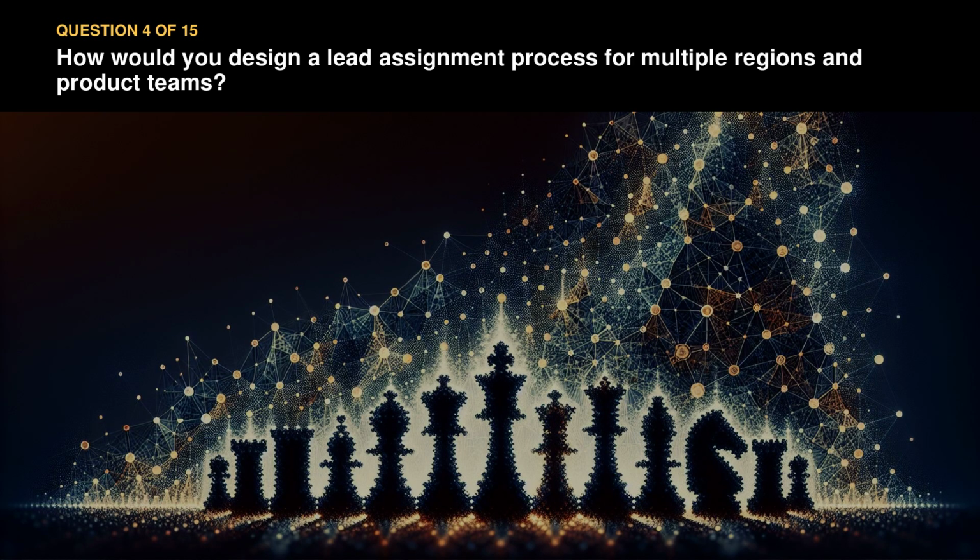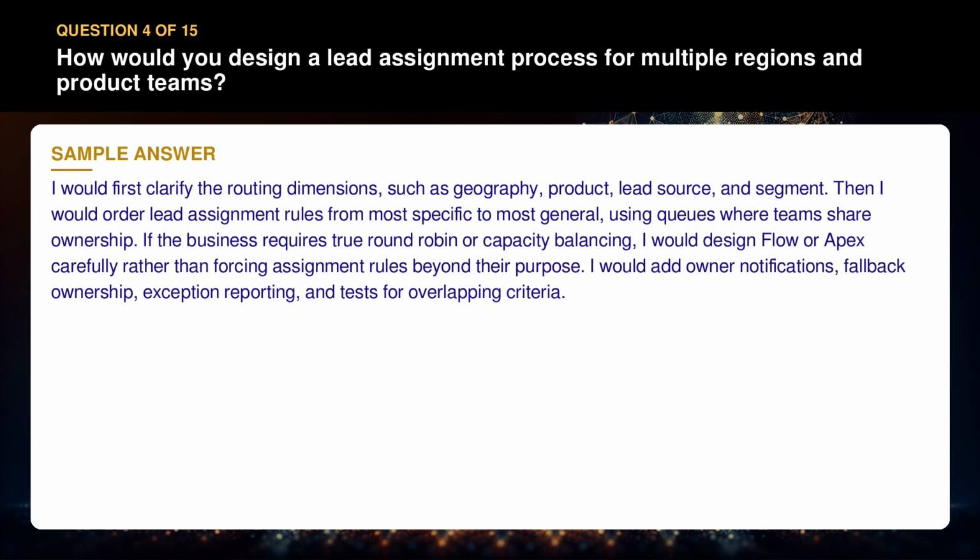Question 4. How would you design a lead assignment process for multiple regions and product teams? I would first clarify the routing dimensions, such as geography, product, lead source, and segment. Then I would order lead assignment rules from most specific to most general, using queues where teams share ownership. If the business requires true round-robin or capacity balancing, I would design flow or Apex carefully rather than forcing assignment rules beyond their purpose. I would add owner notifications, fallback ownership, exception reporting, and tests for overlapping criteria.